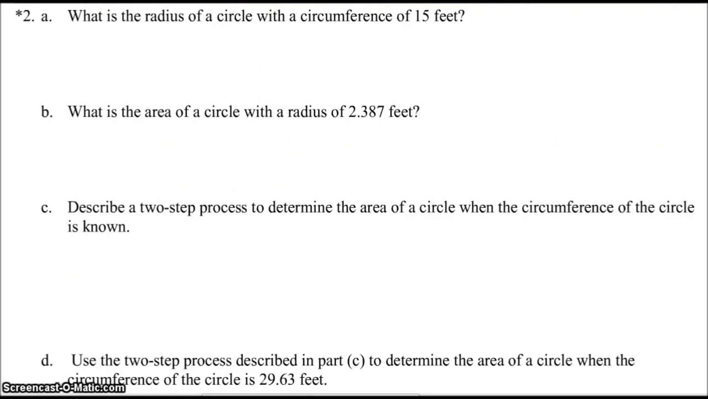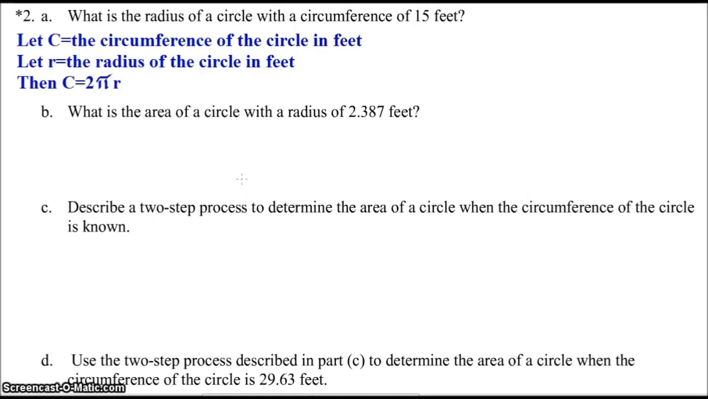2a. What is the radius of a circle with a circumference of 15 feet? Okay, so we could just jump to the formula, but I'm going to be a little bit particular. Let c equal the circumference of the circle in feet. Let r equal the radius of the circle in feet. Then we know that we have this formula, c equals 2 pi r, that relates the radius to the circumference. Maybe back from middle school or something.